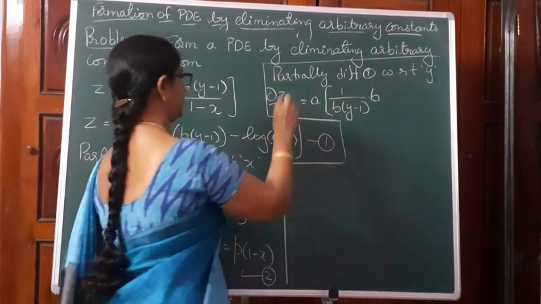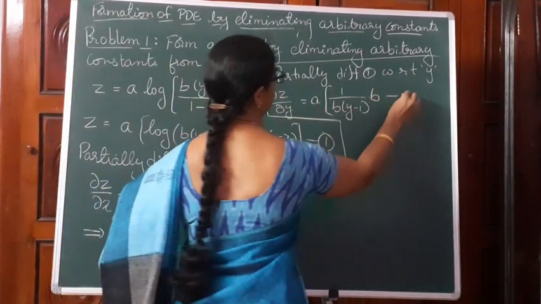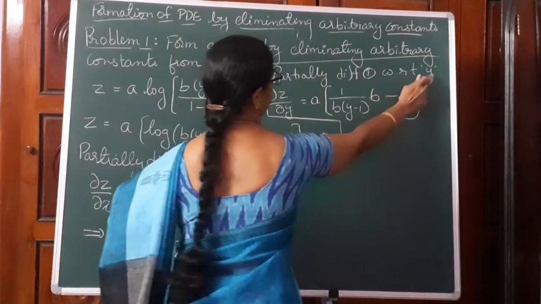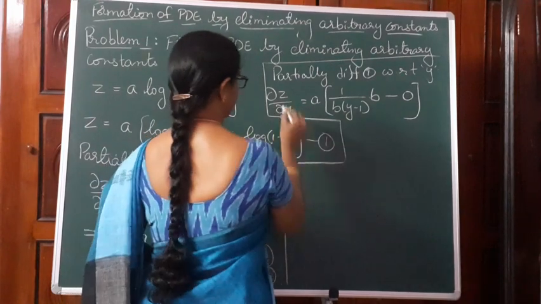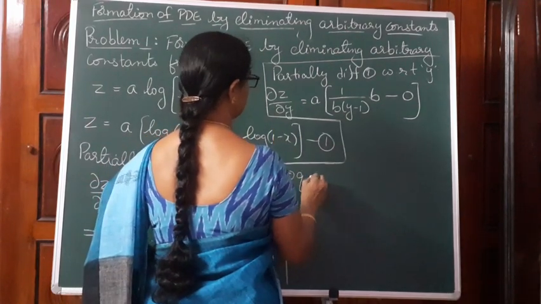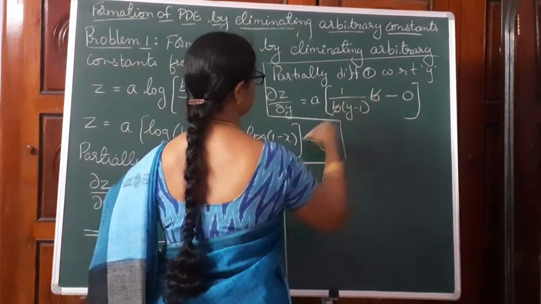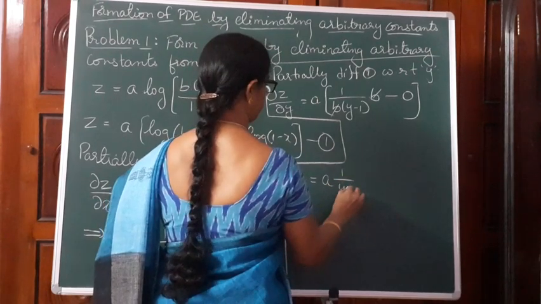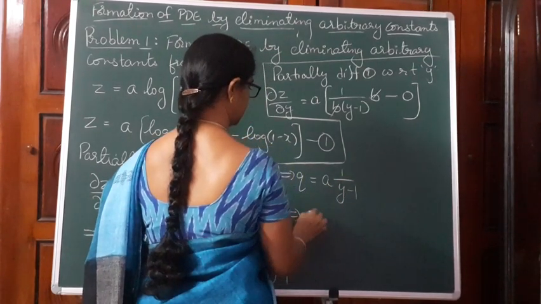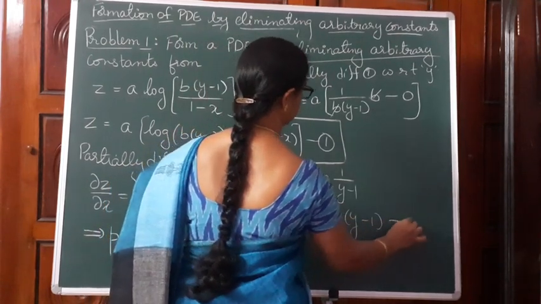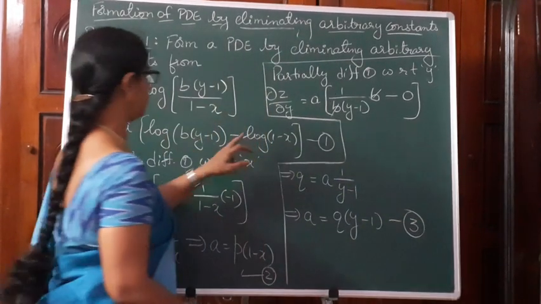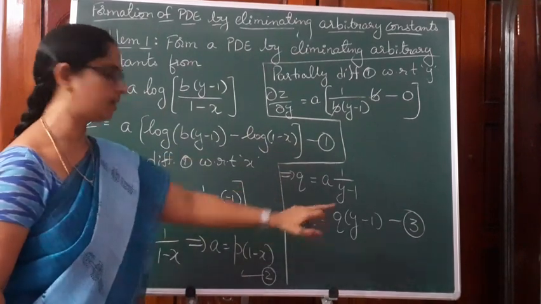Minus derivative of log of 1 minus x is 0, because we are differentiating with respect to y, so x is constant. That is dou z by dou y, which is q, is equal to a into b, b gets cancelled, 1 by (b y minus 1). From this, what is a? A is equal to q into (y minus 1). This is equation 3. So we have equation 1, equation 2 and equation 3.